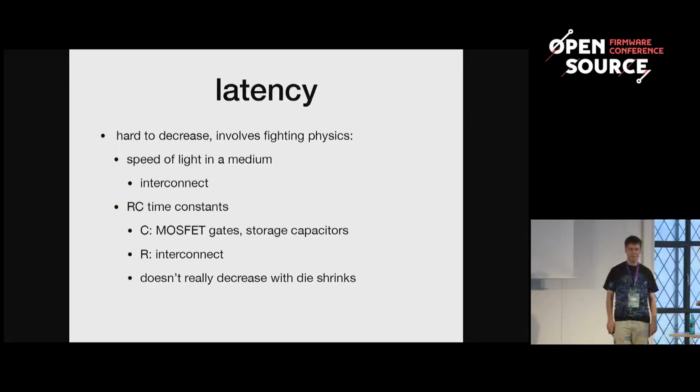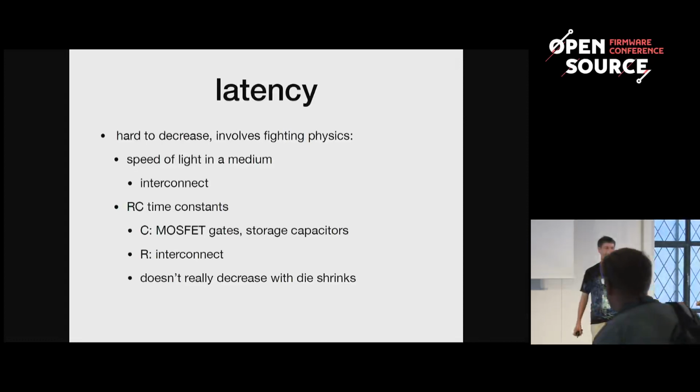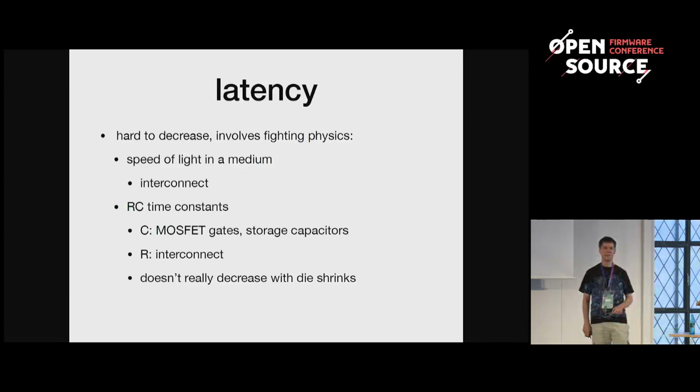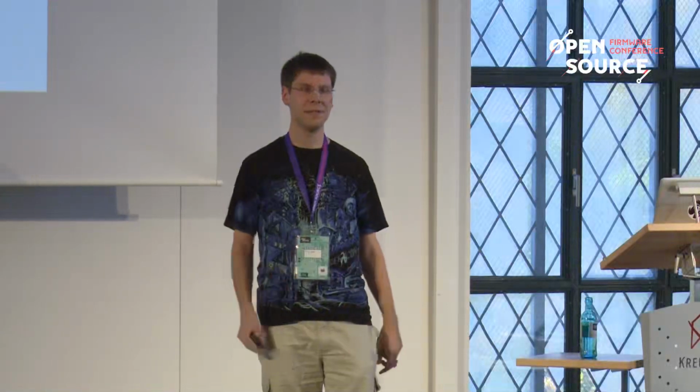The other problem is that the interconnect has a certain resistance. And the MOSFETs, the switching transistors there, and the capacitors where the ones and zeros are stored. So basically you have a low-pass filter, and the edge frequency of the low-pass filter also doesn't really decrease with die shrinks, because sure, the capacitors become smaller, but also the interconnect becomes smaller, so the resistance of the interconnect increases. So it doesn't get that much better.